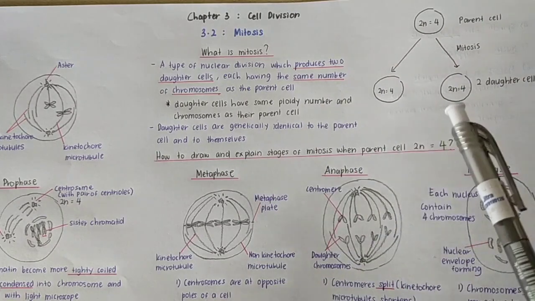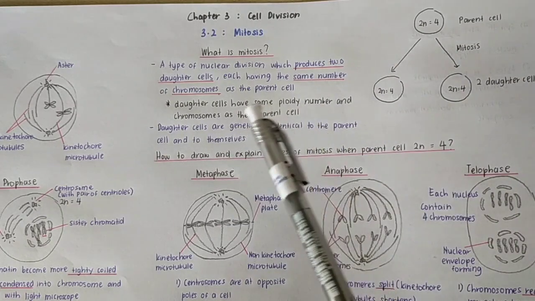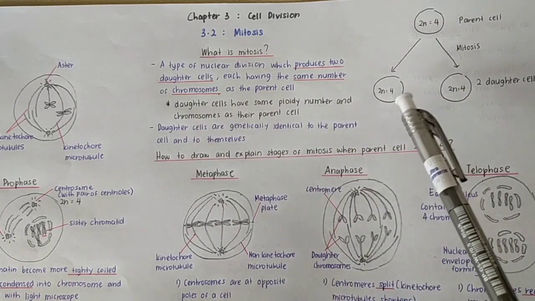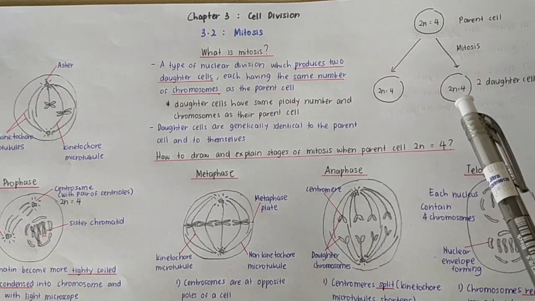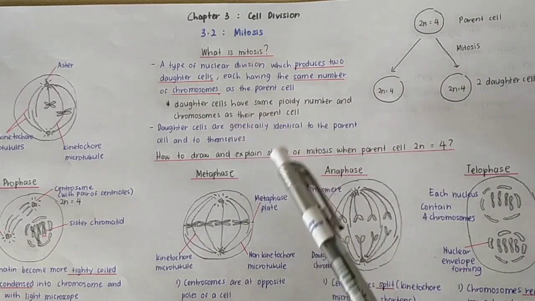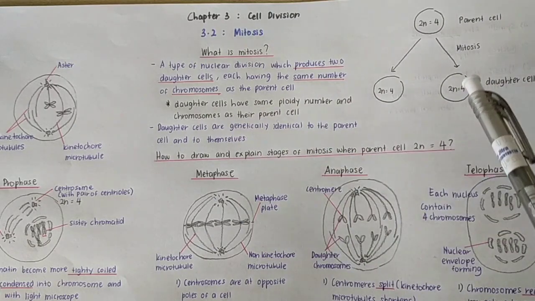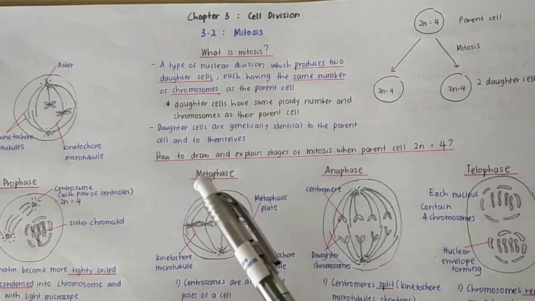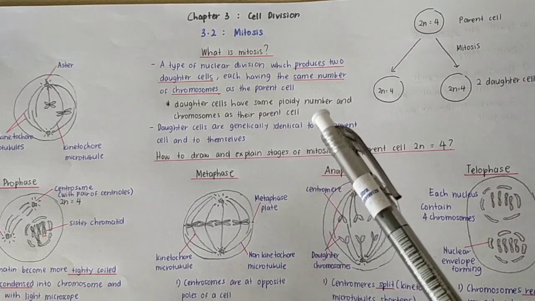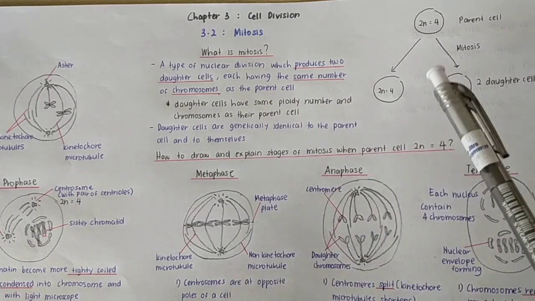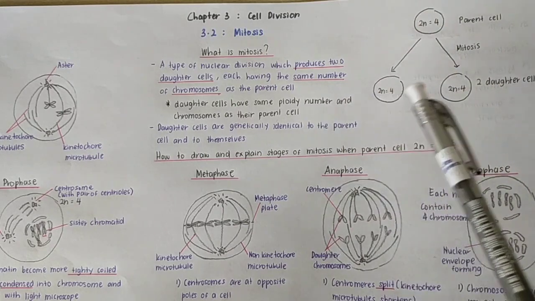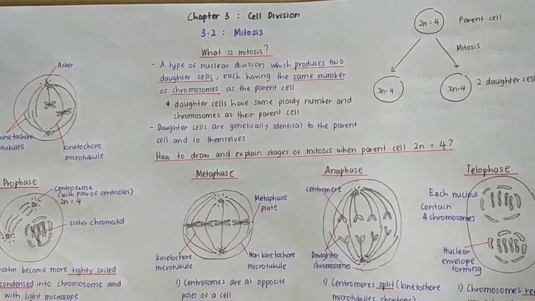So that is mitosis. And the daughter cells are genetically identical to the parent cell and to themselves. Since the number of chromosomes of the daughter cells is the same as the parent cell, the daughter cells are genetically identical to the parent cell and to themselves. Because in the process of mitosis, berbeza dengan meiosis, dekat meiosis kita ada proses yang kita panggil sebagai crossing over. Tapi dekat mitosis, tidak berlaku crossing over pada dia punya parent cell. So that's why dari segi genetic content, daughter cell ni akan sama dengan parent cell.